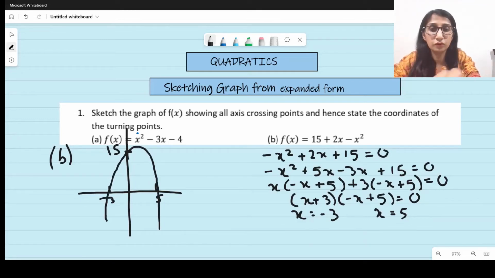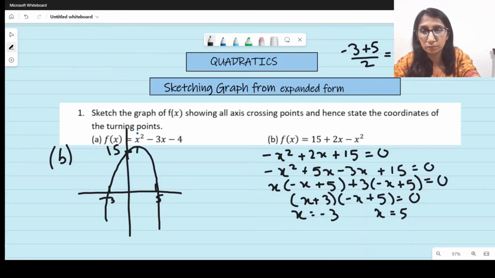Now if you're asked to find the coordinates of the turning point as well, what you do is first find the midpoint of minus 3 and 5. What is that going to be? Minus 3 plus 5 divided by 2 is just 1. So the graph will bend at x equals 1. So let's write x equals 1 over here.